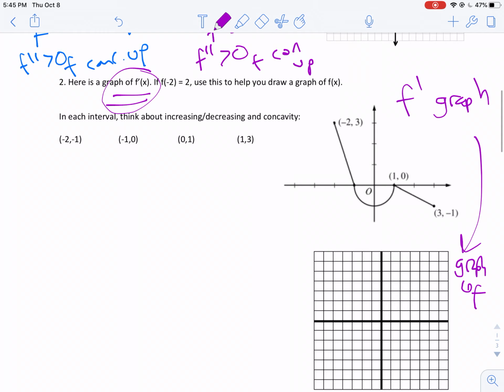So, all right, here's a graph. You have a starting condition. I'm going to write that in right now, (-2, 2). And I'm asking you to draw a graph of f of x. Okay, now I kind of break this into 4 different cases here. We have the first case.